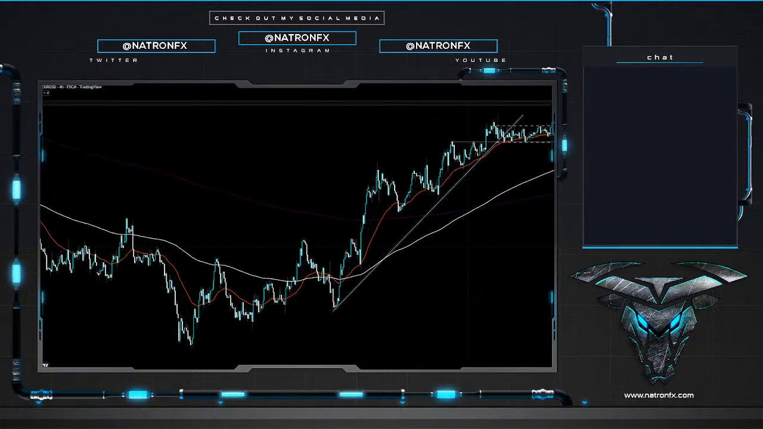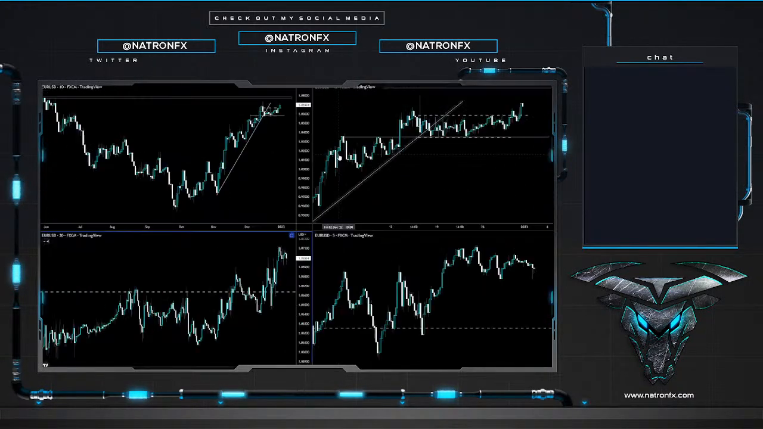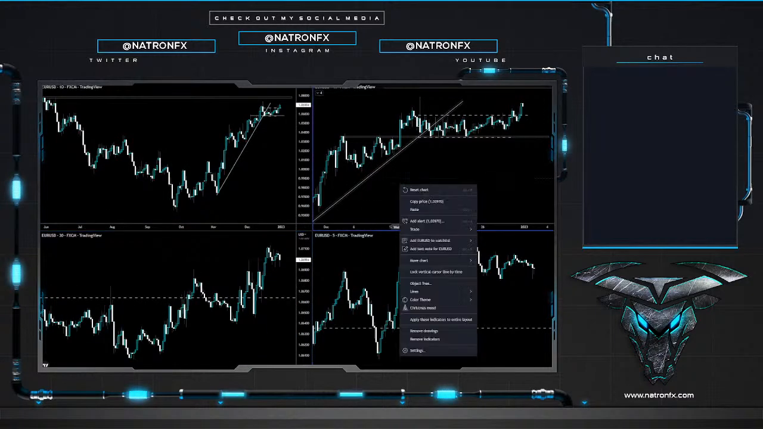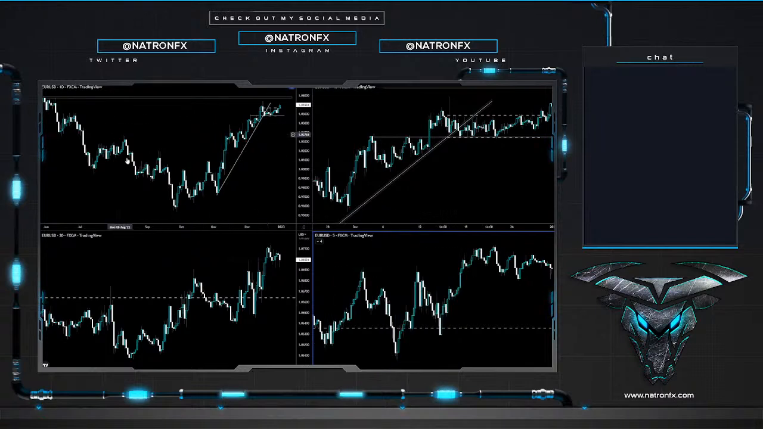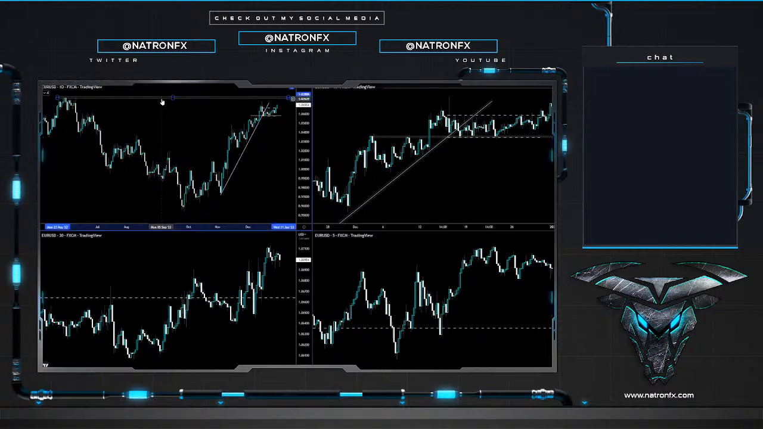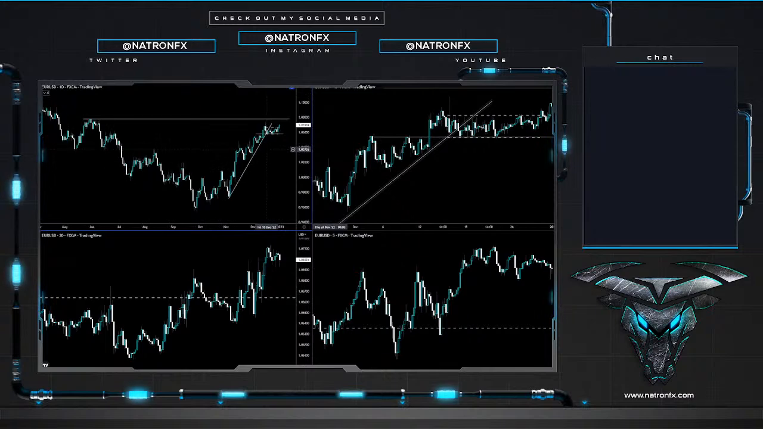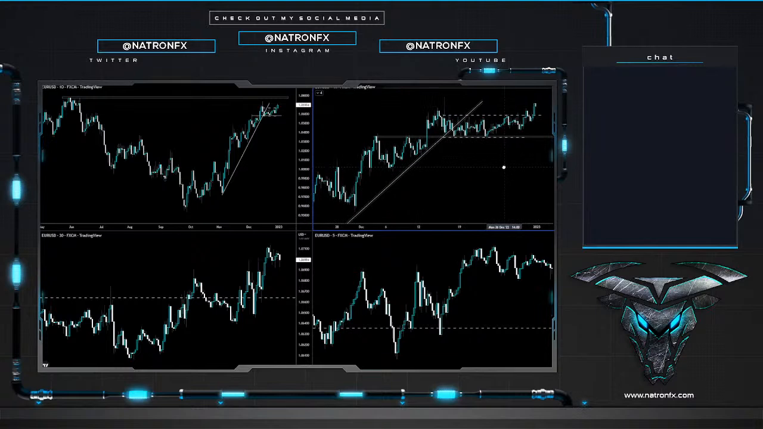Let's go 4 hour. Well, here we go again. Let's start off with our view. Here we go. Daily, 4 hour, 30 minute, 5 minute. Getting close to here. Maybe that's where we see some downside. A touch up there.